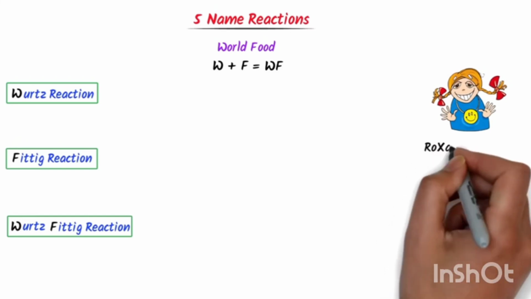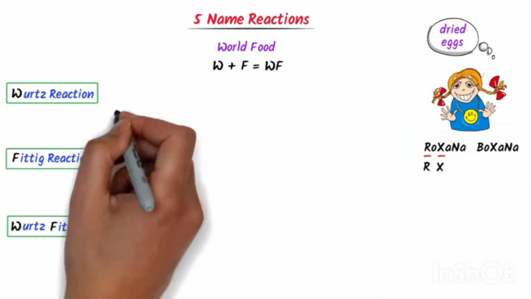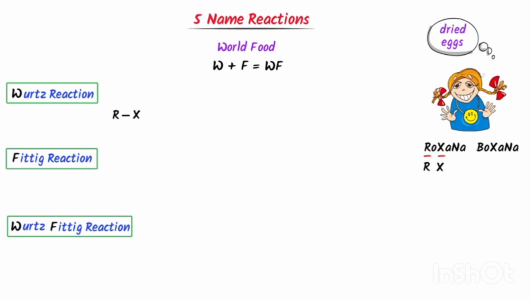Let her name be Rukhsana Bukhsana. She loves to eat dried eggs. Remember that I capitalize every second letter of Rukhsana Bukhsana. Now in case of Wurtz reaction, I take R and X. It is alkyl halide. Note it down that here X is halogen like chlorine, bromine, etc.